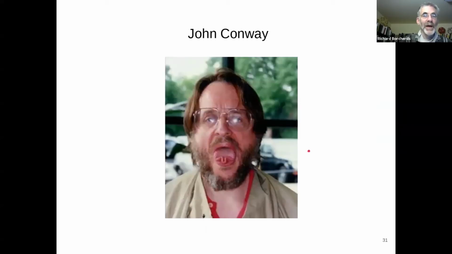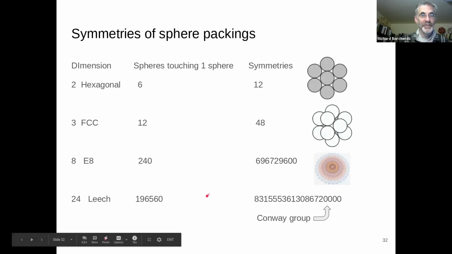Now we get to the symmetry group of the Leech lattice in 24 dimensions that was investigated by John Conway. This is a picture of John Conway demonstrating one of the things he was most proud of: that his tongue was more flexible than the tongue of anybody else he ever met. And he claimed he could do some very large numbers of weird patterns with his tongue, and here he is demonstrating one of them.